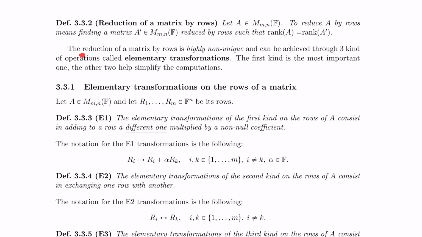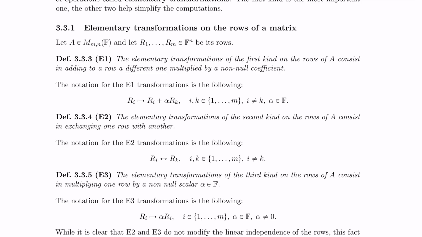We are going to achieve the reduction of a matrix by rows using the following three kinds of operations, which are called elementary transformations. The first kind of these transformations is by far the most important, and the other two kinds help simplifying the computations. Let's define the elementary transformations on the rows of a matrix A of dimension m times n, and let's indicate the rows of A like this. The elementary transformations of the first kind on the rows of A, indicated with E1, consist in adding to a row a different one multiplied by a non-null coefficient.